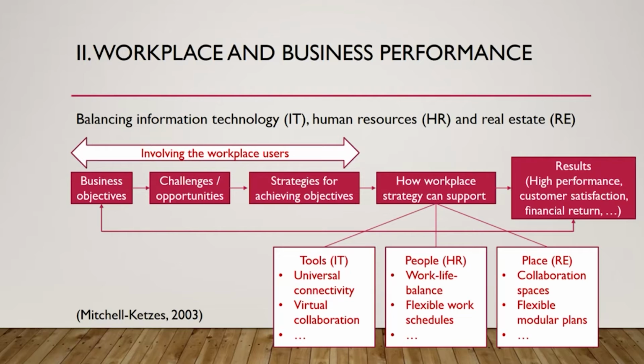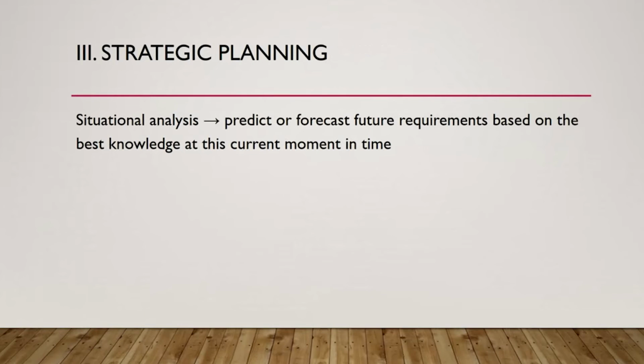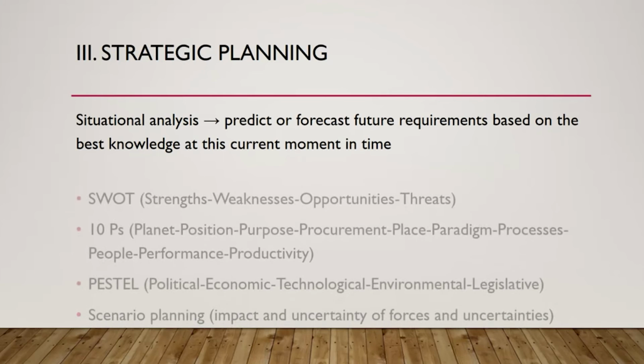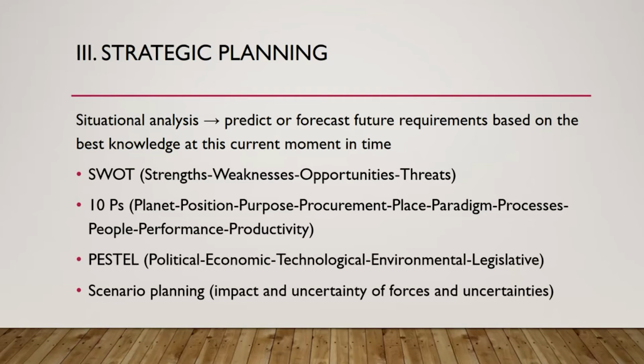We now want to take a closer look at how these strategies are developed. So, according to the presented strategic thinking map, we go one step further from strategic thinking to strategic planning. Whenever you consider changing your current workplace strategy, a holistic situational analysis should take place. In the module, we presented the SWOT analysis, the 10 Ps, the PESTEL analysis, and scenario planning as different possible methods for doing that. You can read about these methods in more detail in the module, but I want to go through an example of a SWOT analysis.